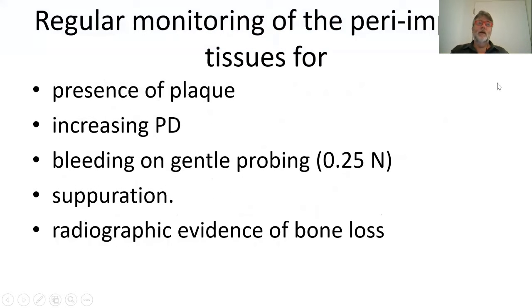Now, perhaps more important than taking lots of x-rays every time they come is to do regular monitoring of the peri-implant tissues for the presence of plaque, increasing pocket depths, and bleeding on gentle probing. Now, the peri-implant soft tissues are not attached to the implant. They're very soft and delicate, and it's very easy to take that probe and just shove it right the way down to the patient's bone.